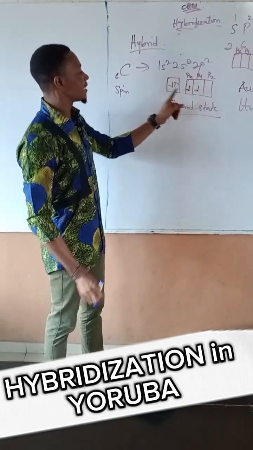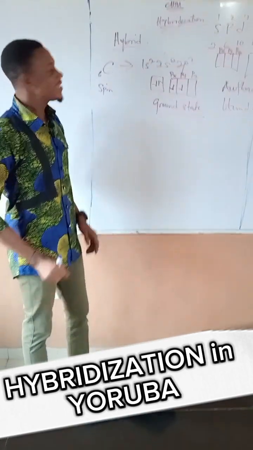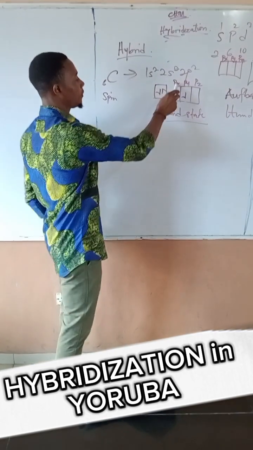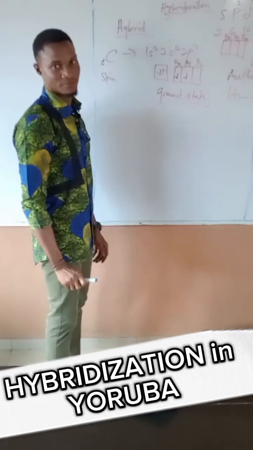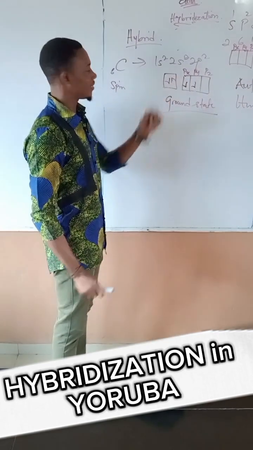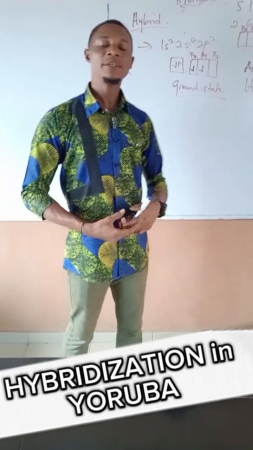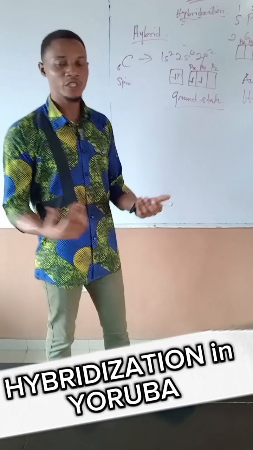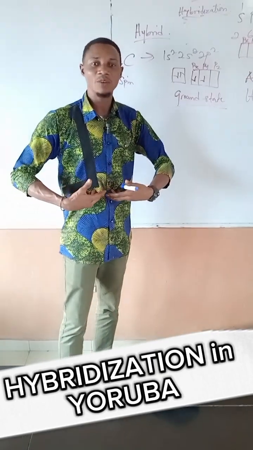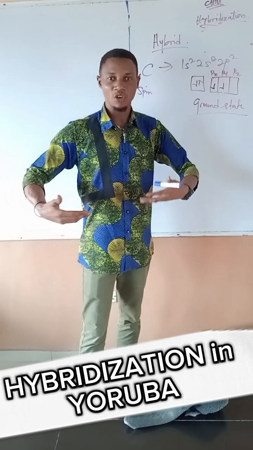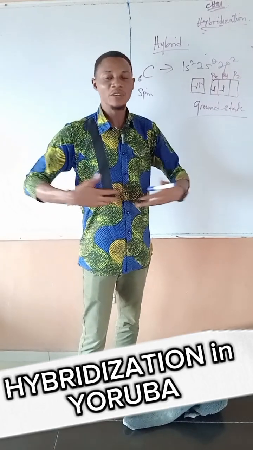So carbon is at the ground state here. Now, this is the p orbital: px, py, pz. In this case, carbon is not vulnerable, neither is it susceptible, in order to give room for any other element or molecule to combine with it.